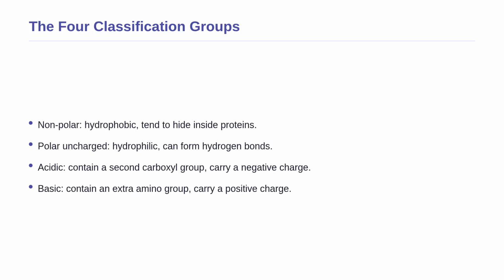Building on this wardrobe analogy, let us define our specific categories at a physiological pH of 7.4. The first group is the nonpolar amino acids, which are hydrophobic, meaning they fear water and hide inside proteins. The second group is the polar uncharged amino acids, which are hydrophilic, love water, and form hydrogen bonds. The third group consists of acidic amino acids, which carry a negative charge due to a second carboxyl group. Finally, the fourth group consists of basic amino acids, which carry a positive charge due to an extra amino group in their side chain.